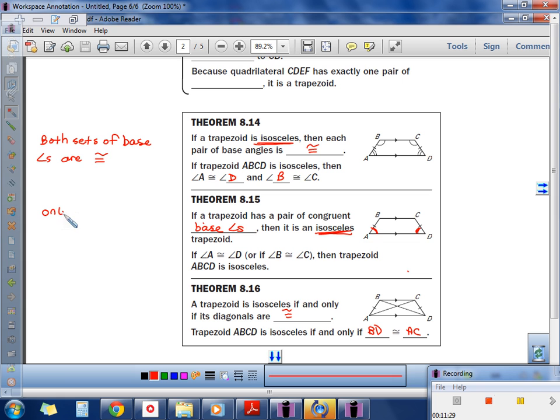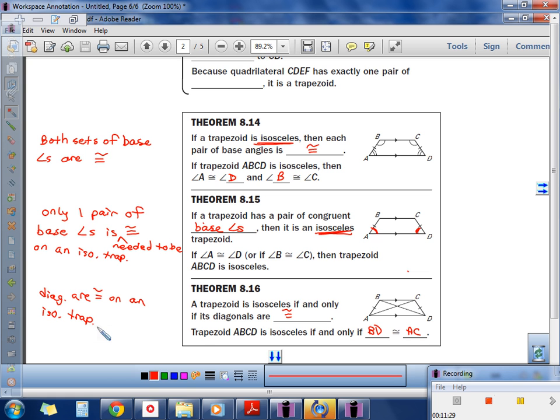On this next one, only one pair of base angles is congruent. It really is needed to be congruent on an isosceles trapezoid. And the last one: diagonals are congruent on an isosceles trapezoid. So remember, these are all for isosceles trapezoids.